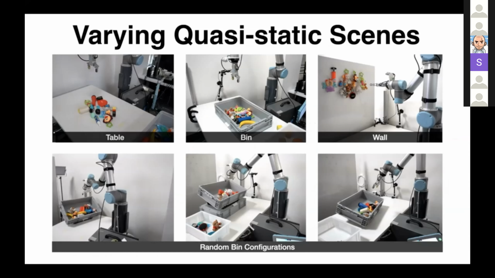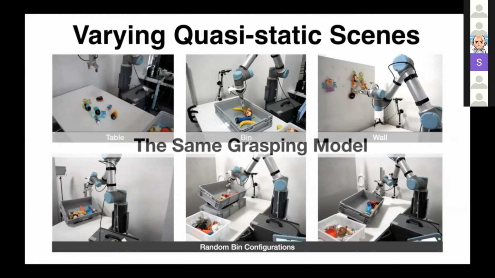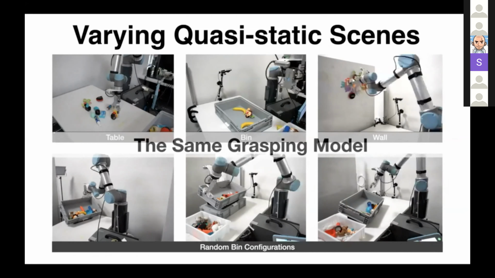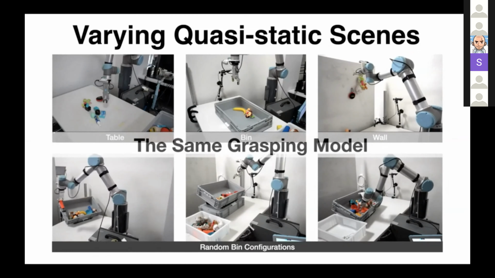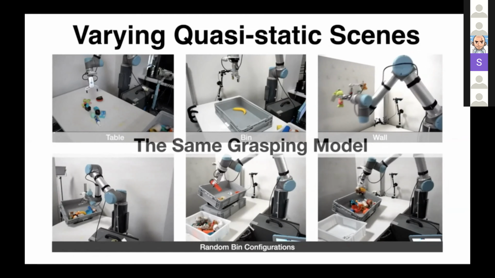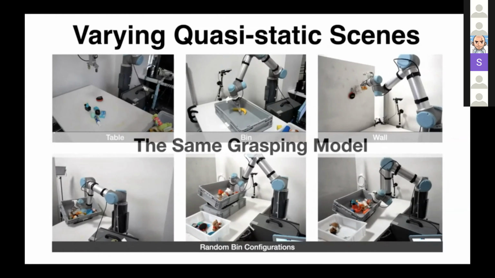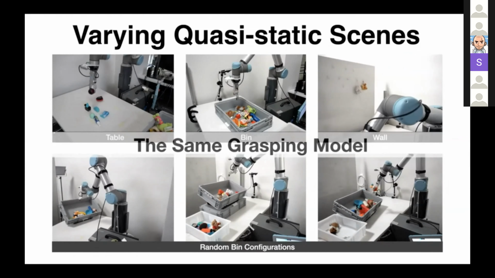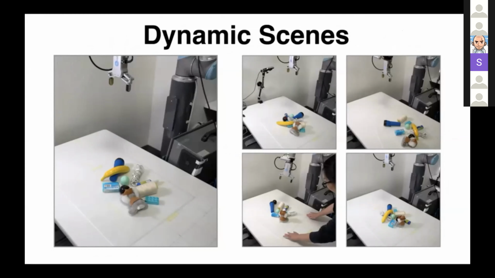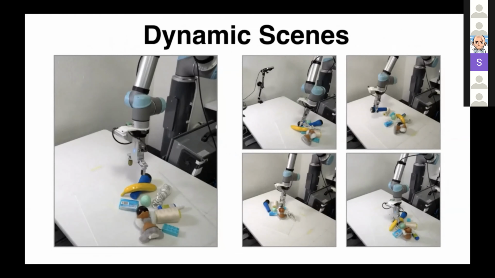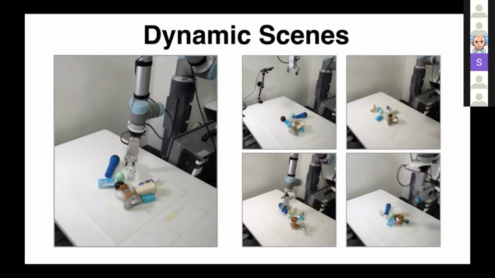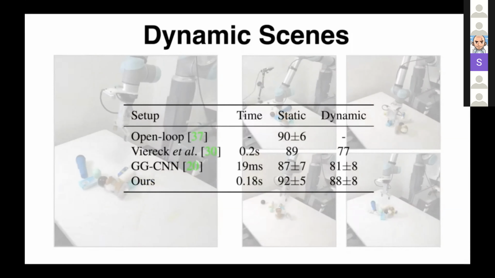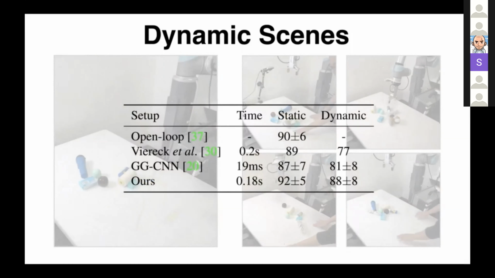So here I'm going to show you some experiments with our grasping system. We first test our algorithm across different scene configurations, such as tabletop picking, horizontal picking from a vertical wall, and other configurations. Since our grasping formulation operates with full 6 degrees of freedom, the same model works out of the box in all these configurations. And since our algorithm is closed loop, it's also able to handle dynamic environments with moving objects. And here are some numbers and comparisons to other state-of-the-art grasping algorithms.